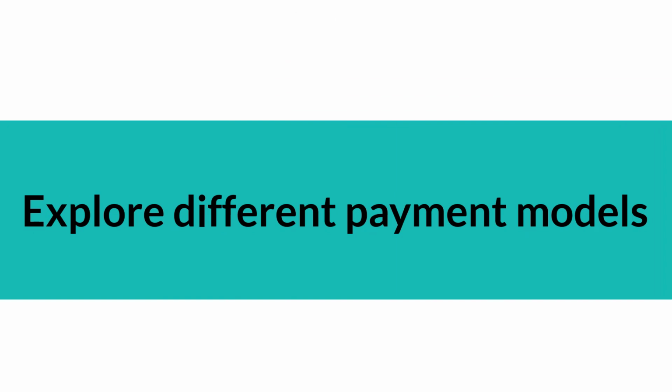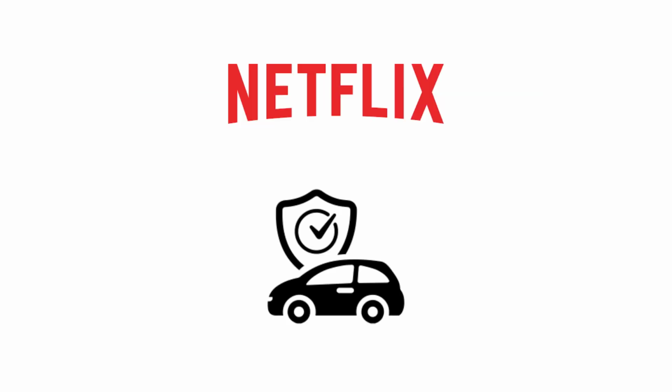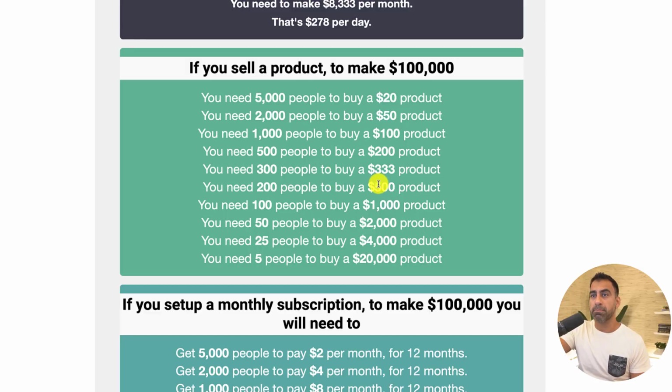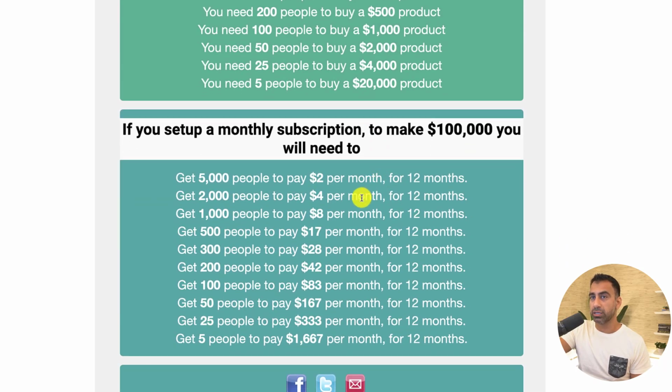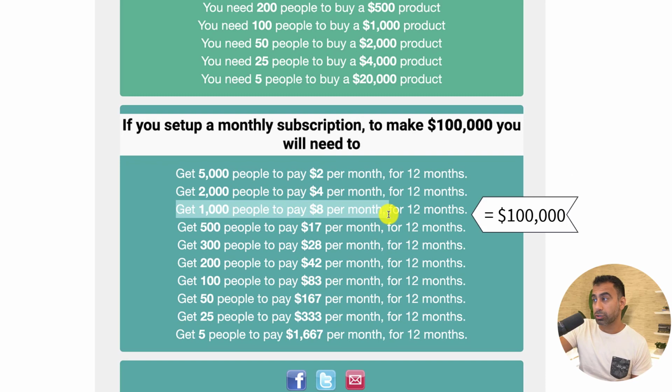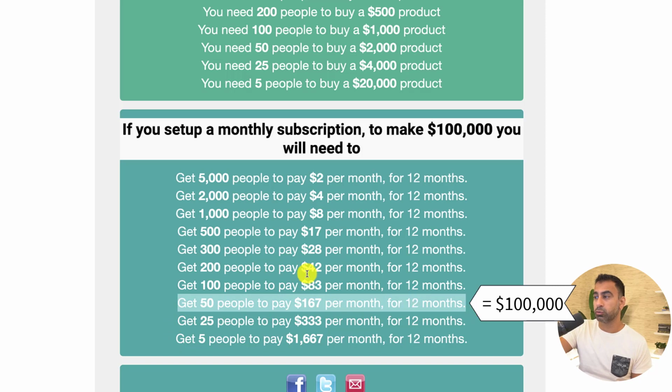And step number 4 is to explore different payment models. Not every business just sells a product on a one-off basis. Some people can charge subscriptions by month or year, like how you pay for Netflix or your car insurance. So if you set up a monthly subscription, to make $100,000 in 12 months, you would need to get 5,000 people to pay $2 per month, or you would need to have 1,000 people pay $8 a month for 12 months, or you could get 50 people to pay $167 a month for 12 months.